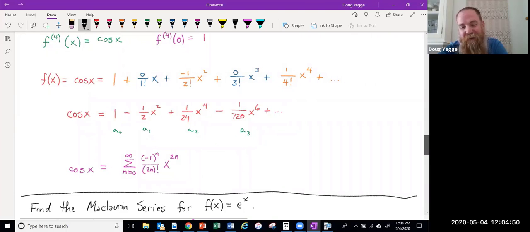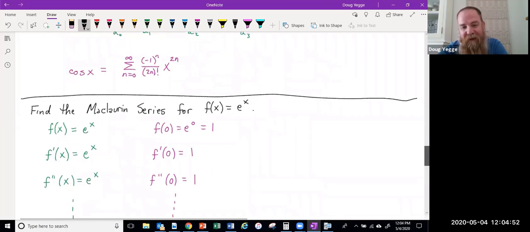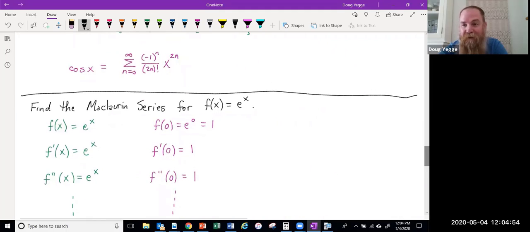E to the x should have been a pretty simple one, because you realize that e to the x is its own derivative. So every single derivative is e to the x, and therefore e to the 0 for every term will be 1. So I'm not missing any terms this time, because the only way I miss terms is when the derivative turned out to be 0. But all of these give me 1.